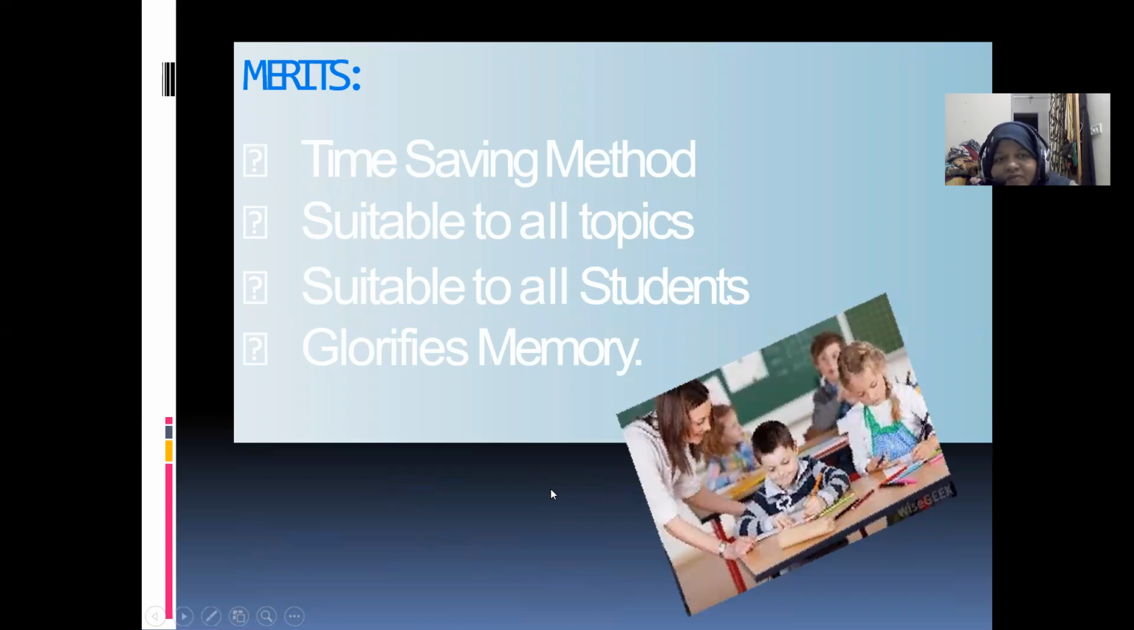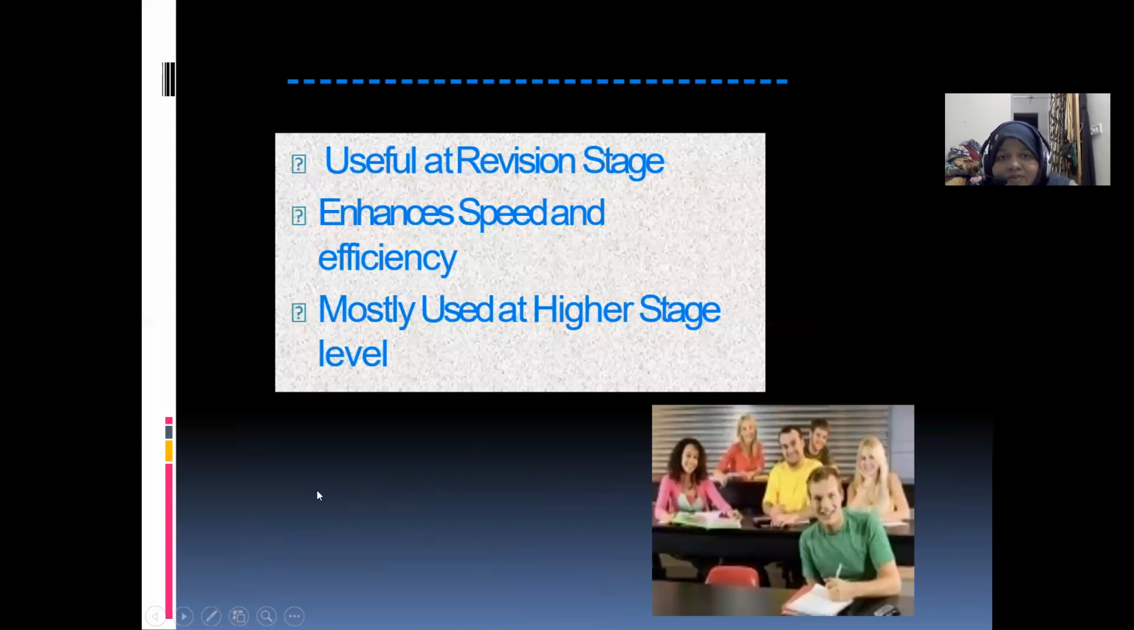Now, merits of this method: it is a time saving method, suitable for all topics, most of the topics can be covered, suitable for all students, and it glorifies the memory. It is useful for revision. It is actually useful for the revision stage. It enhances the speed and efficiency of the students, and it can be mostly used at higher stage level.